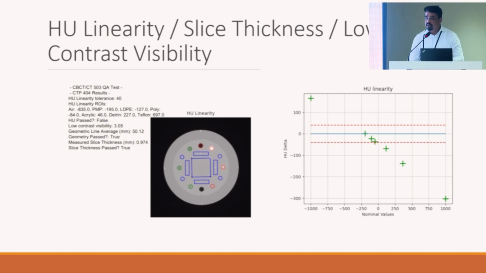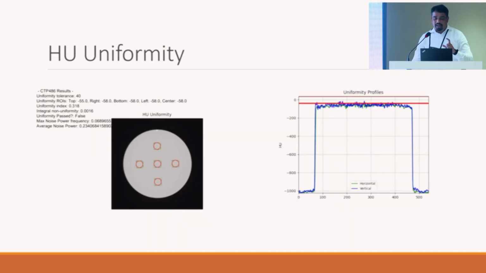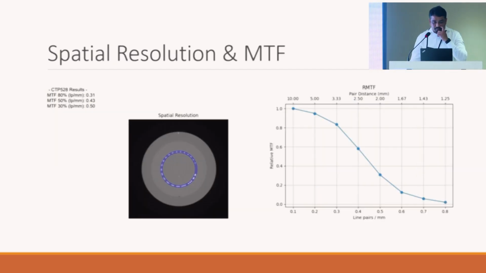Your slice thickness is okay. It has an algorithm to find that, and whether your geometric alignments are okay or not. And everything can be done within that. And HU uniformity is also calculated, and you can change your region of interest, whether you want a smaller one or a larger one.